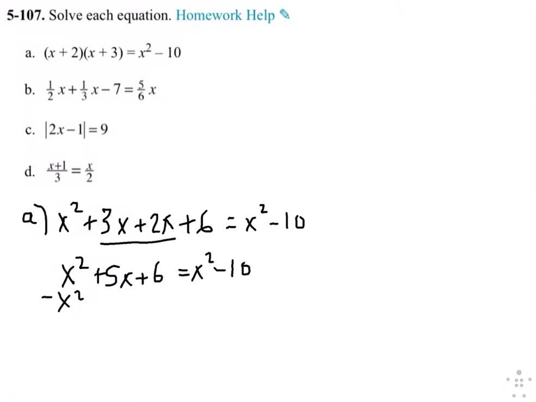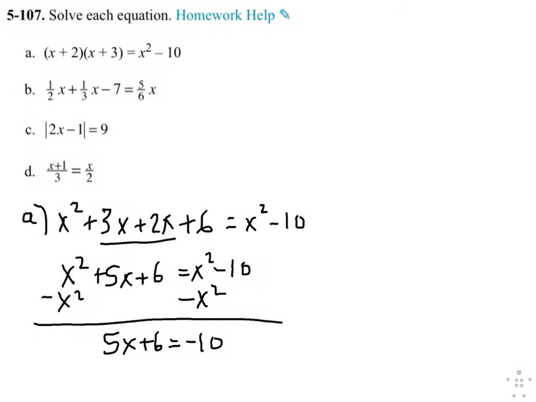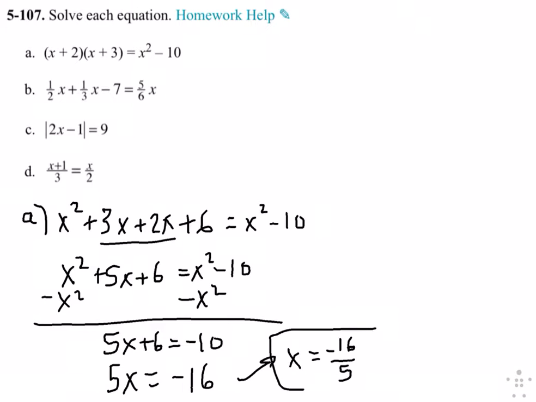Subtract x squared from both sides, so that goes away. 5x plus 6 equals negative 10. Subtract 6, 5x equals negative 16. Then I'm just going to go here, which I don't like you to do, but x equals negative 16 fifths for A.